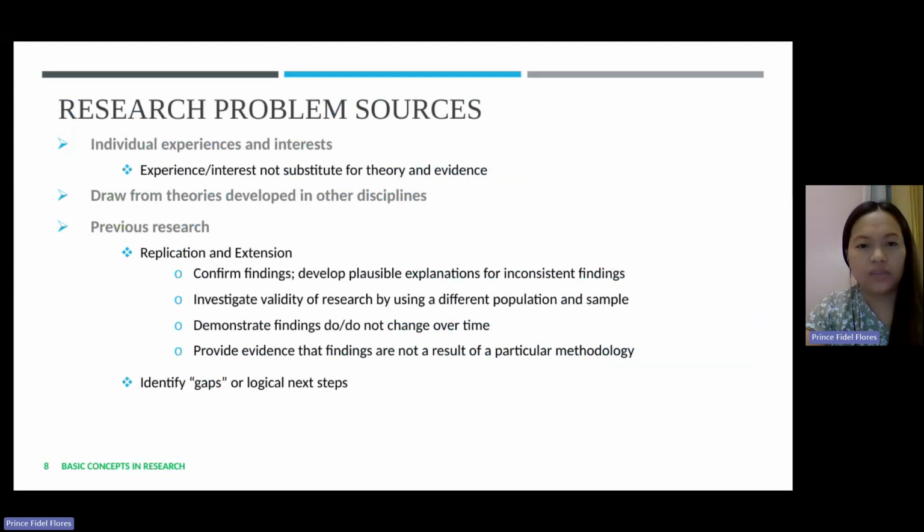The sources of research problems are individual experiences and interest, which are experiences or interest that substitute for theory and evidence. Another one is drawing from theories developed in other disciplines. And the last one is previous research. Previous research can be replication and extension, and identifying gaps or logical next steps.